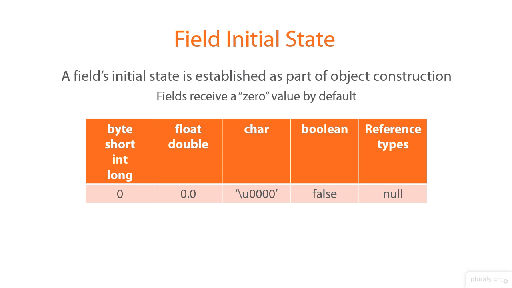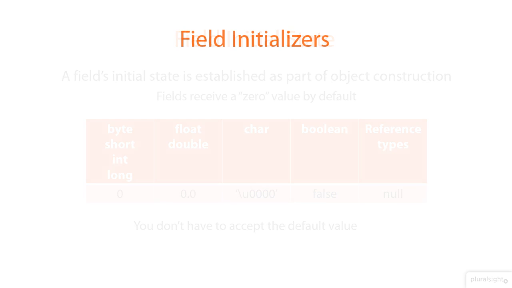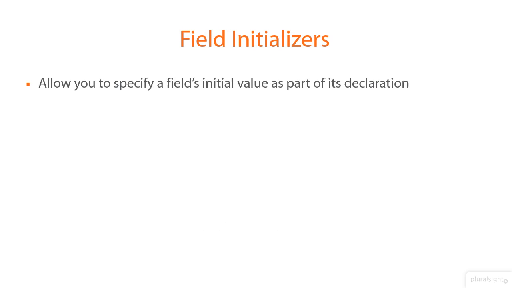But as your objects get more sophisticated, those default values may not be the right thing for your object's initial state. Now the good news is we don't have to accept those default values. Java provides what are called field initializers. And a field initializer allows you to specify the field's initial value as part of its declaration.